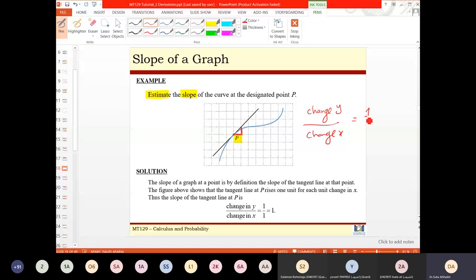Now if I take from here, if I come here and take a point and another point, and try to see the change, again x is one and y is one. This is the special thing about the slope: no matter what points you choose, the slope has to stay constant. So actually the slope of the tangent line is 1, which means the slope of the curve is equal to 1 at this specific point P. Got it?